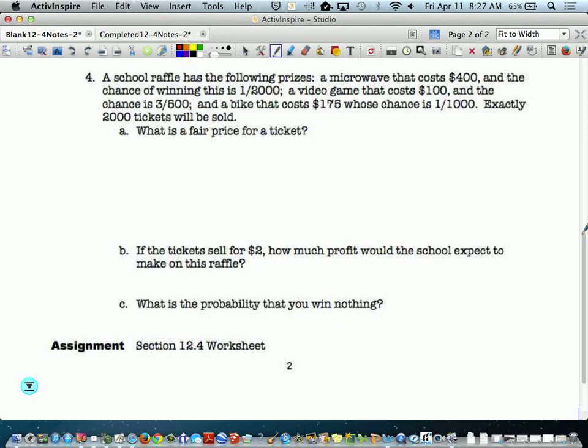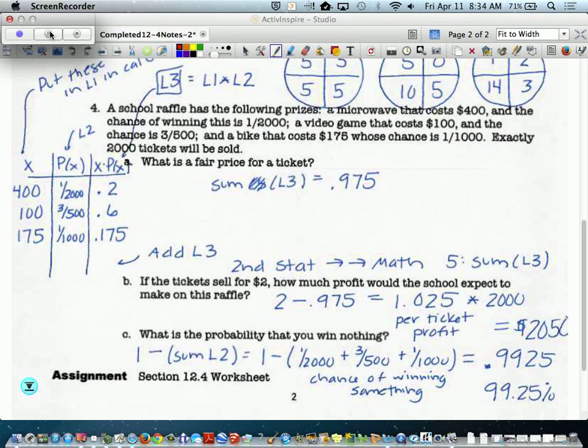If the tickets sell for $2, how much profit would the school expect to make? And then what is the probability that you win nothing? So you're going to answer those 3 questions very quickly again. Do you want me to walk you through it, or do you want to do it on your own? Okay, you do it on your own, and we'll go over the answers.